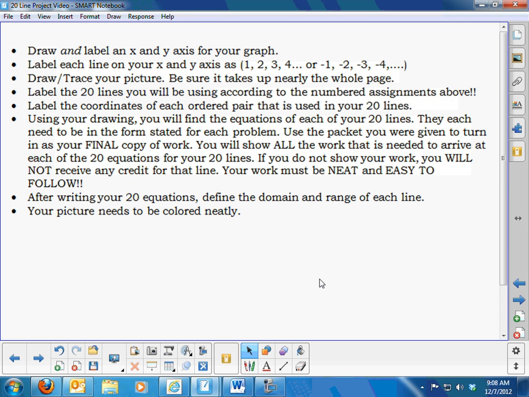We've been reviewing it ever since, and you're going to be tested on it here. Can you find the domain and the range and write those as inequalities for each of your line segments? Finally, you will color your picture neatly. We will be hanging these up.